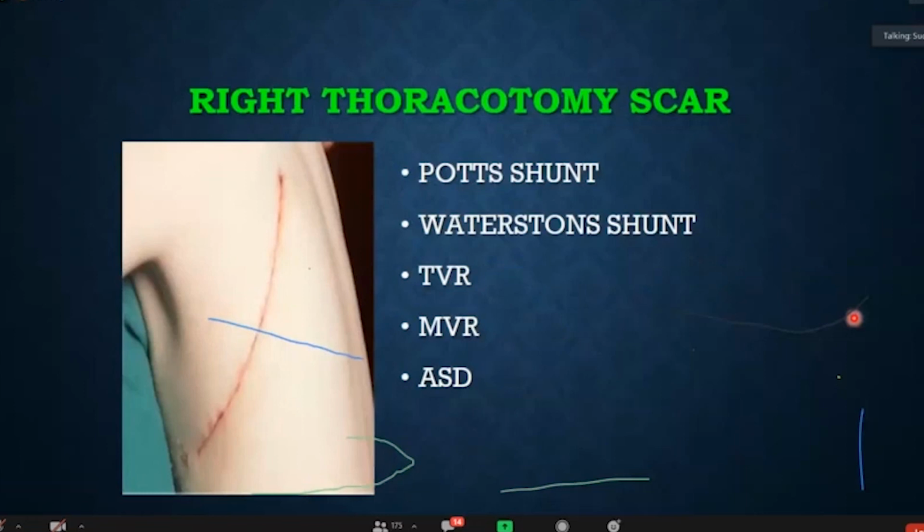Now, what are the surgeries which are done through a right thoracotomy? 3 important things at least: mitral valve repair, mitral valve replacement, both tricuspid valve repair and replacement, atrial septal defect closure, surgical ASD closures, Potts and Waterston shunts. I think those are usually not done now, but Potts shunts and Waterston shunts are usually done through right thoracotomy scars. So these are the things which you have to remember, the scars: right and left thoracotomy scars.